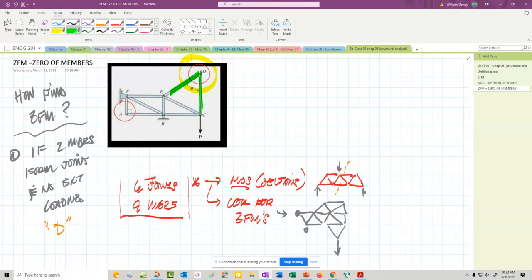There's no loading on them. So that would be a zero force member, which means we basically could get rid of those 2. But let's continue to look at the structure. Since they put it here, what about A? D is definitely one. What about A?